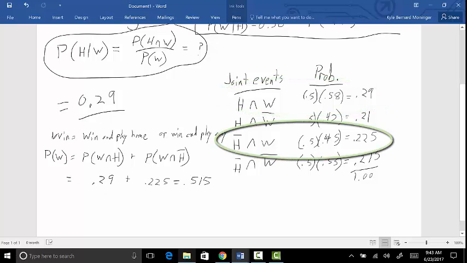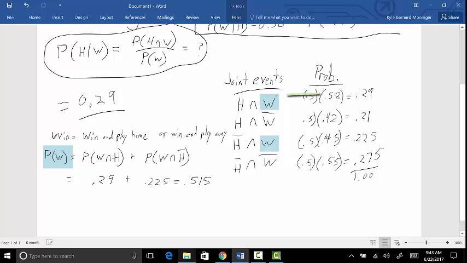Or maybe a simpler, faster way, instead of thinking this through, if I want the probability of W, just add up the joint events with W in them. So that's my denominator here. Calculate that, and I have a final probability, 0.563 for my final answer.